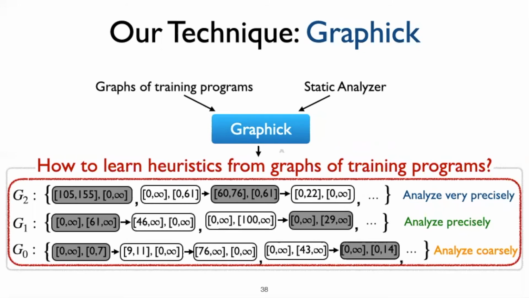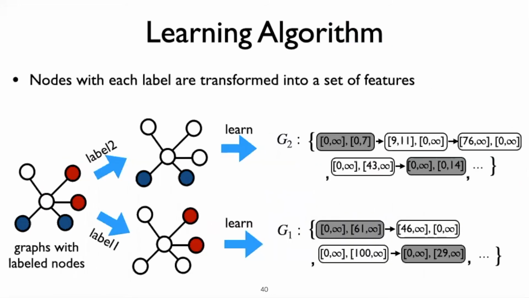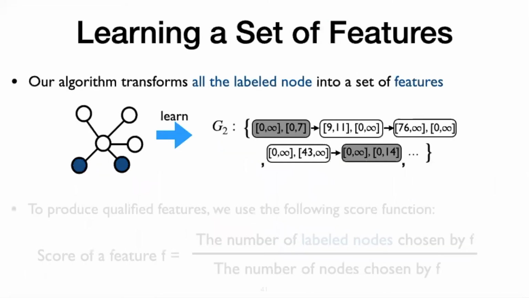Now I will explain how to generate the sequence of sets of features from the given graphs of training programs. First, the algorithm finds the optimal labels for the nodes in the given graphs. Fortunately, there exists an efficient algorithm which iteratively runs analyzers with various classifications and finds an optimal one. After the labeling task, our algorithm transforms the node with each label into a set of features.